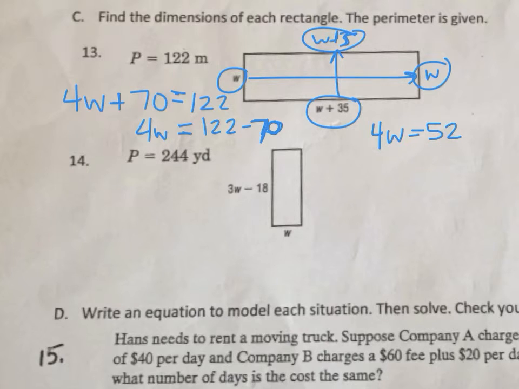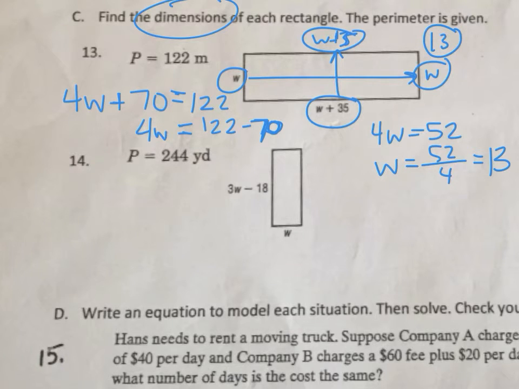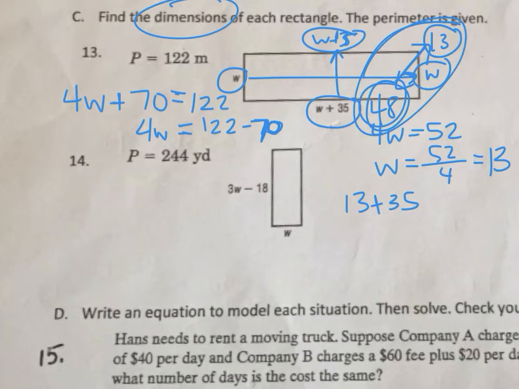All right, and they say, well, if this is a times 4 on this side, it'll be a divide by 4 on the other side. And then you actually do the division, and that's 13. And then the dimensions of the rectangle are both the length and the width. So the width is 13, and then 13 and 35, 48. So there's my 13 and 48. So there's the length and width. So very similar for number 14. Let's look at these word problems down here.